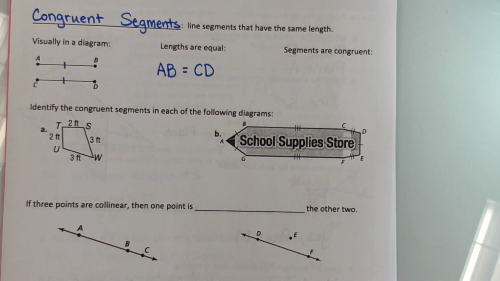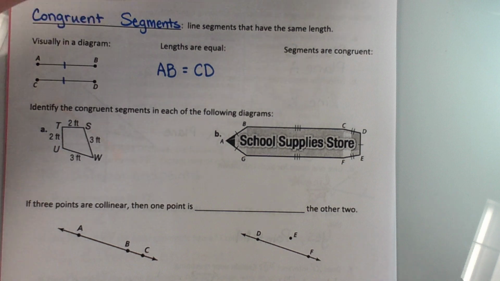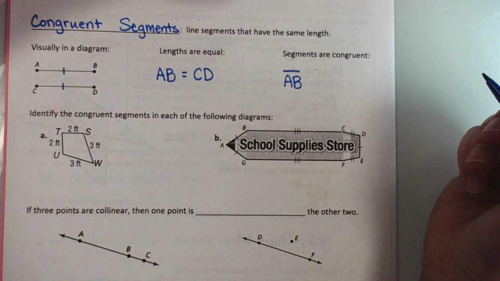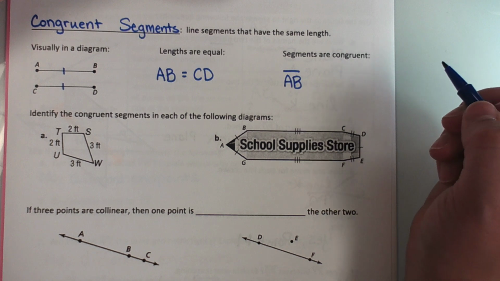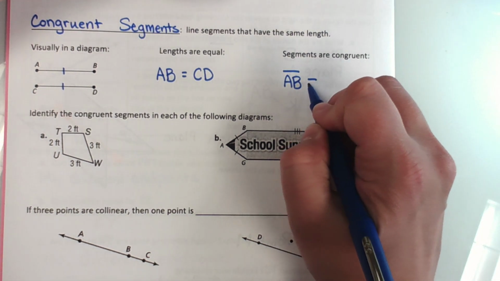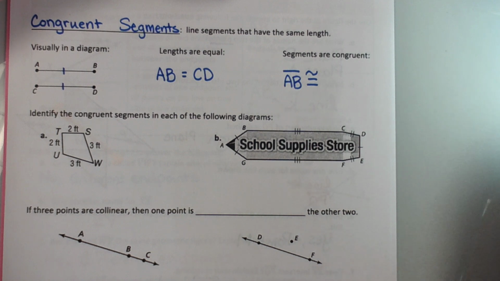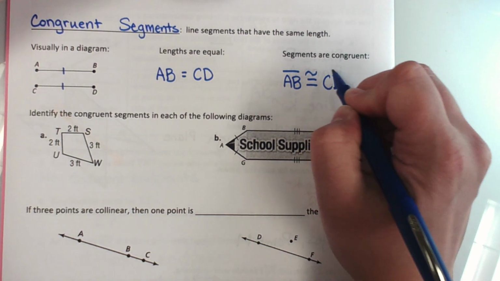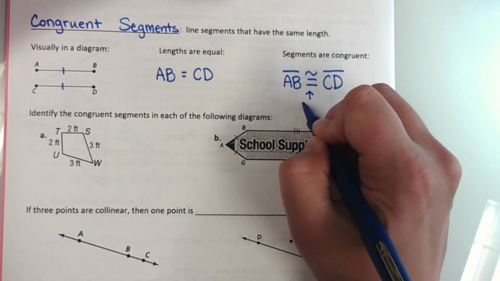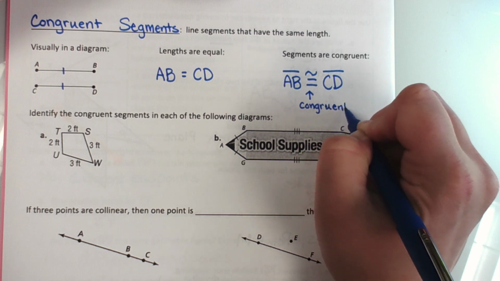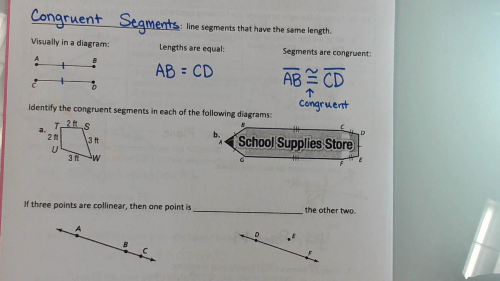Congruent, on the other hand, then I'm talking about the names of them. I'm saying a feature of them. Segments being congruent does have the bar above them. And the congruent symbol looks like an equal sign with a squiggle above it. That means congruent. That means having the same measure.